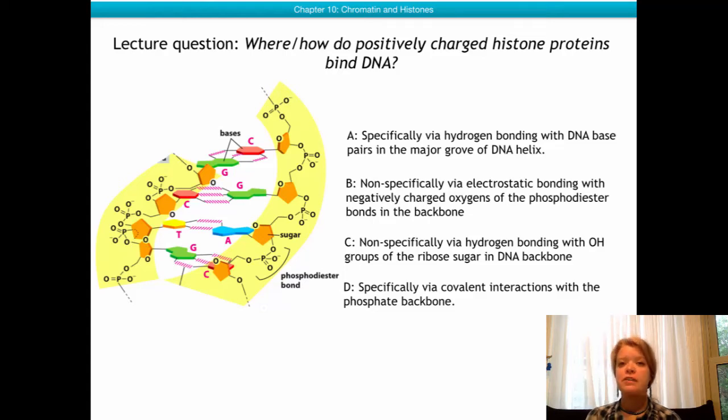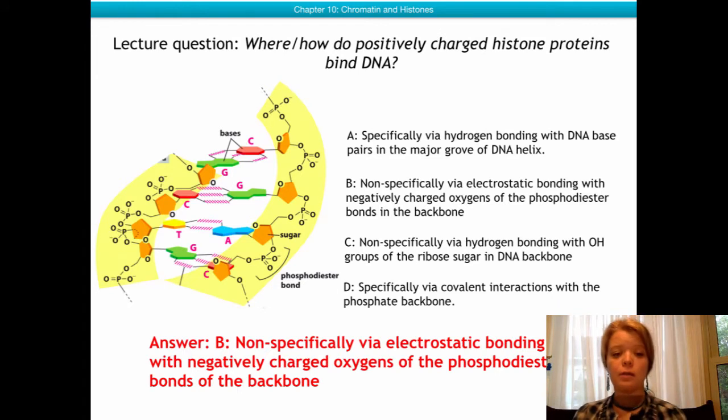So hopefully this was enough time for you to ponder the answer, and the answer is B. Non-specific. The histones interact with DNA non-specifically. They can bind any part of the DNA backbone, which has phosphodiester bonds and negatively charged oxygens, which allow for an electrostatic bonding between the positively charged amino acids inside histones and the negatively charged oxygens inside the DNA.